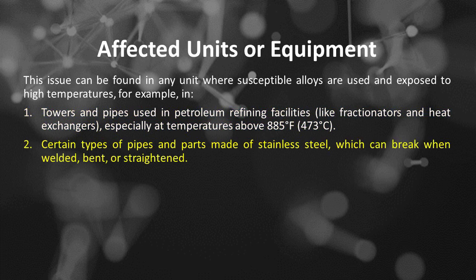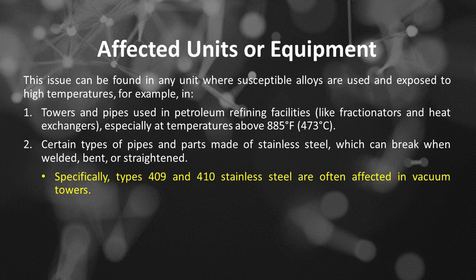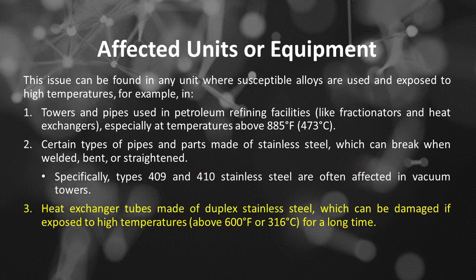Number 2 is certain types of pipes and parts made of stainless steel, which can break when welded, bent, or straightened. Specifically, types 409 and 410 stainless steel are often affected in vacuum towers. Number 3 is heat exchanger tubes made of duplex stainless steel, which can be damaged if exposed to high temperatures above 600 degrees Fahrenheit or 316 degrees Celsius, for a long time.